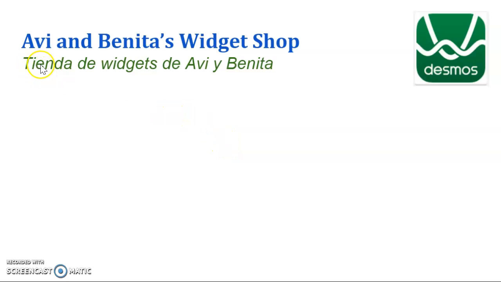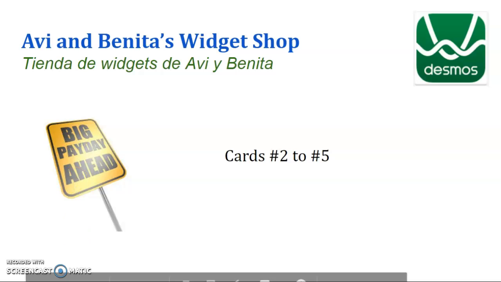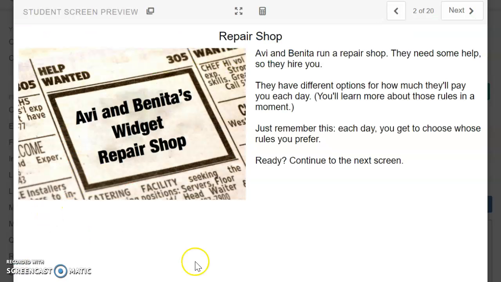So to begin, we are going to work on Avi and Benita's widget shop, and it's a big payday ahead, and you are going to be working on card number 2. So here we go. Avi and Benita run a repair shop. They need some help, so they hire you. They have different options for how much they will pay you each day. You will learn about these rules in a moment. Just remember this, each day you get to choose whose rule you prefer. Ready? Continue to the next screen.